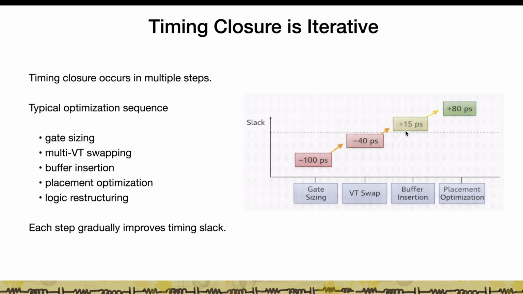Now, the techniques in your toolkit are gate sizing, multi-VT swapping, buffer insertion, placement optimization, and logic restructuring. They each address a different root cause of delay, and the skill is knowing which one to reach for based on what the timing report is telling you. Let's walk through each step on our example path.